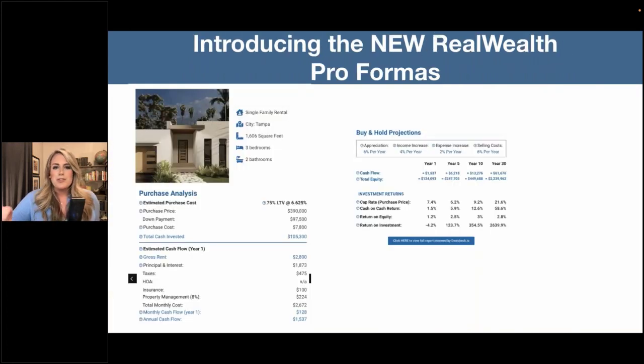So introducing our new RealWealth Pro Forma. I want to take you guys on a quick tour of the Realty portal so that you can see exactly what these pro formas look like. And then I'll show you this great software company that we are leveraging to help us build this new pro forma.